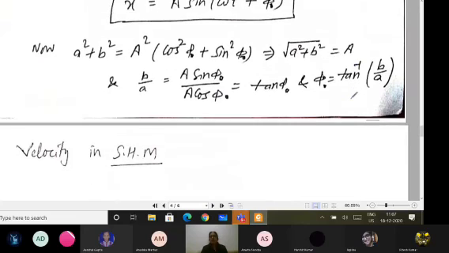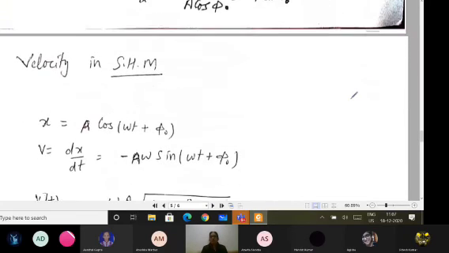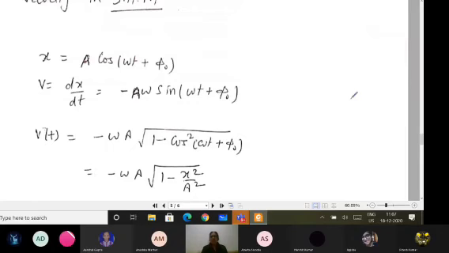So you can write, as I've said, equations for the velocity by simply taking the derivative. As I have written x as the displacement at a given instant, given in terms of phi naught, the initial phase, then velocity can be written as minus a omega sine of omega t plus phi naught. So this I can write in terms of square root of 1 minus cos square theta, because you know that sine square theta plus cos square theta is equal to 1.